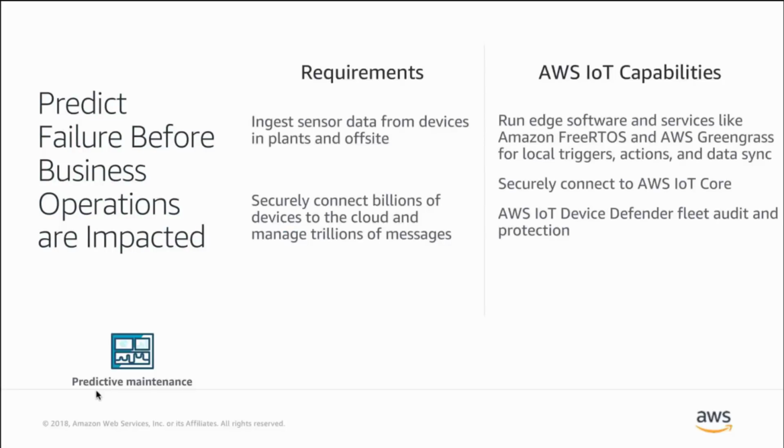And if we step through the process of creating these predictive maintenance solutions, at a high level, you ingest all this sensor data from devices in the plants and offsite, and you securely connect all that data from up to billions of devices into our AWS IoT Core service. Now, we've got software like FreeRTOS and Greengrass, which will allow you to integrate with nearly any type of device at the edge. And we've also got the Device Defender service, which allows you to make sure that you're tracking anomalies or incorrect configuration or software deployments to devices. So you're making sure your entire environment's secure at all times.